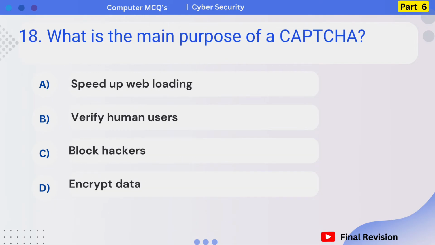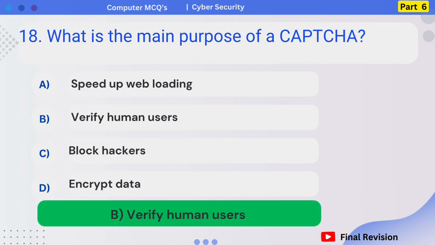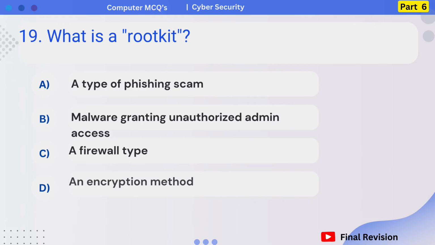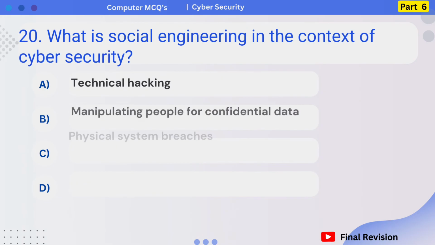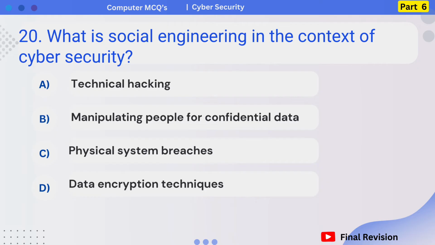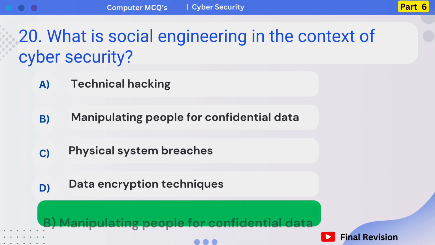Question 18. What is the main purpose of a CAPTCHA? B. Verify human users. Question 19. What is a rootkit? B. Question 20. What is social engineering in the context of cyber security? B.